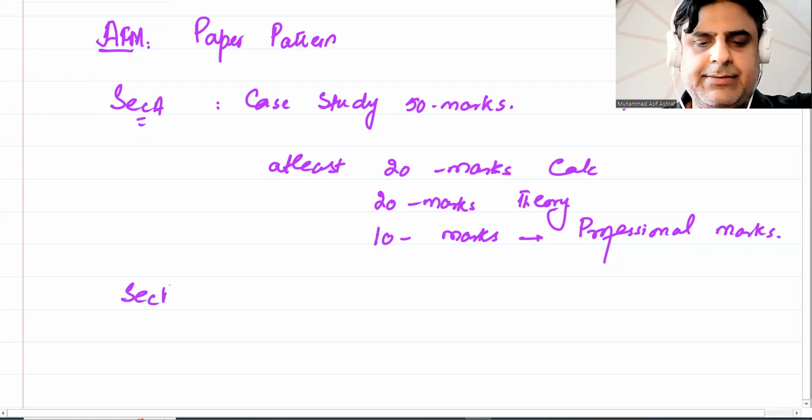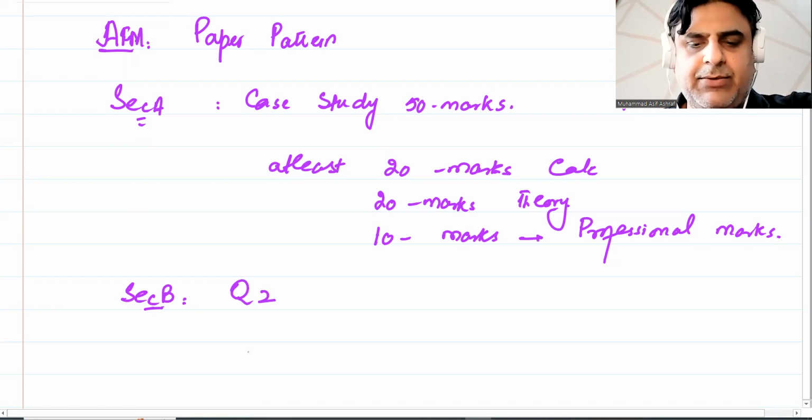Section B. Section B comprises two questions, question number 2 and question number 3. Both questions will be of 25 marks each. Same pattern.